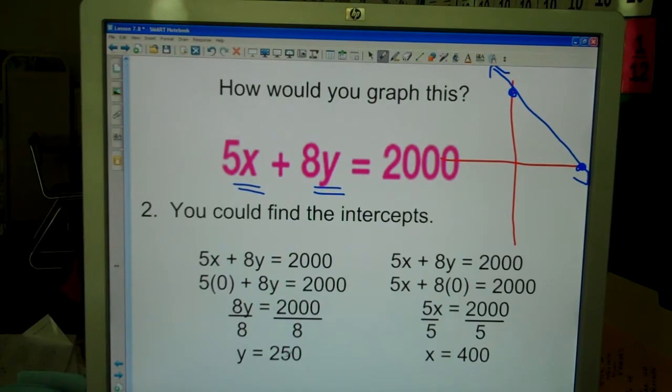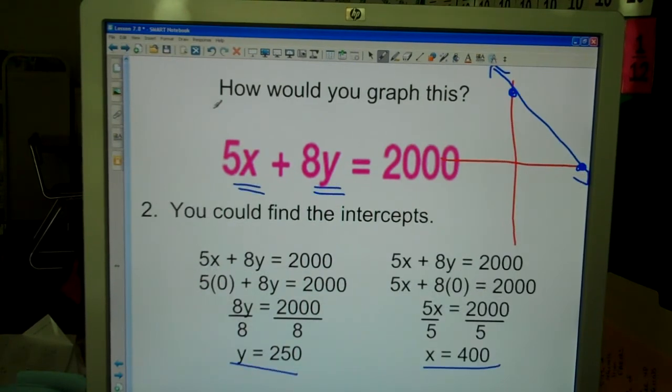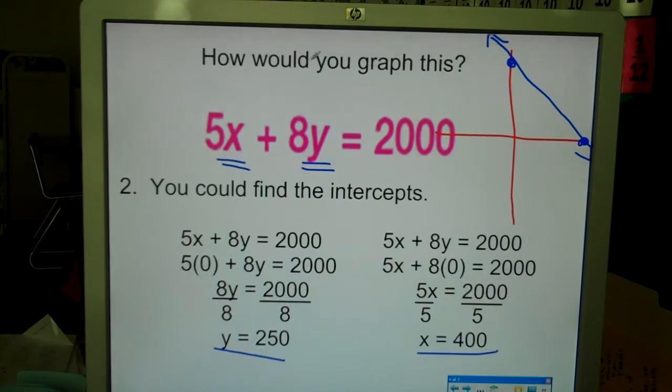Now, I don't know about you, but finding those intercepts seemed a little bit easier than doing all this. Either way, you're going to get the same answer, but finding the intercepts is pretty easy. Plug in 0. All right, now, I didn't lie to you. These are equations. And what did I say today's topic was about?